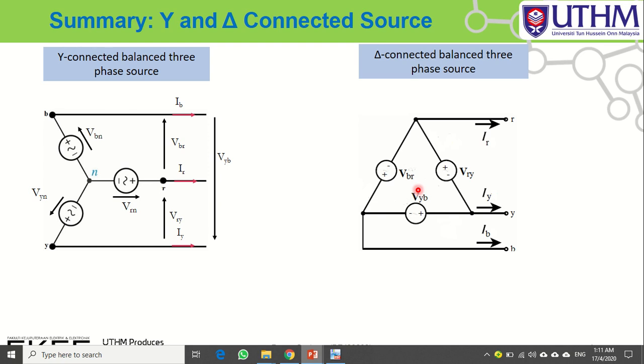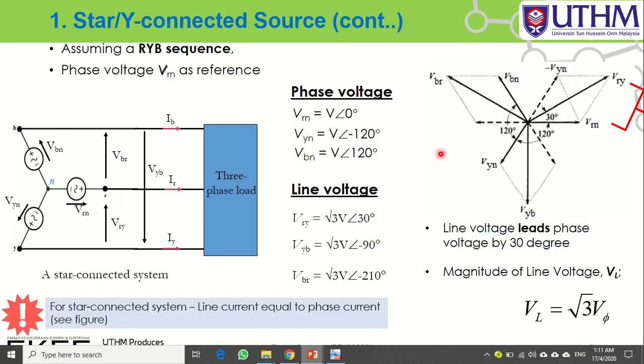Today we try to summarize. Look at the Y connected system. This is a Y or star connected system. From the circuit we can see that phase voltage is not equal to line voltage, but phase current equals line current. In delta connected three phase source, phase voltage equals line voltage, but line current is not equal to phase current. That's the main difference.